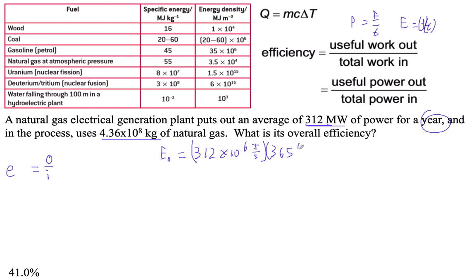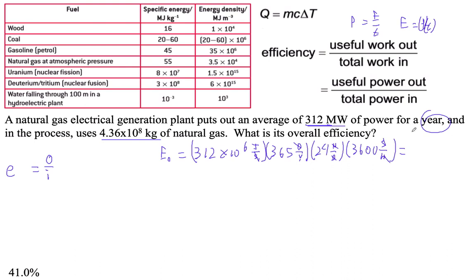Times, and this is days per year, 24 hours per day, 3,600 seconds per hour. And the seconds cancel, hours cancels, days cancels, and we'll end up with joules per year, which is exactly what we want. Okay, so 312 E6 times 365 times 24 times 3,600.